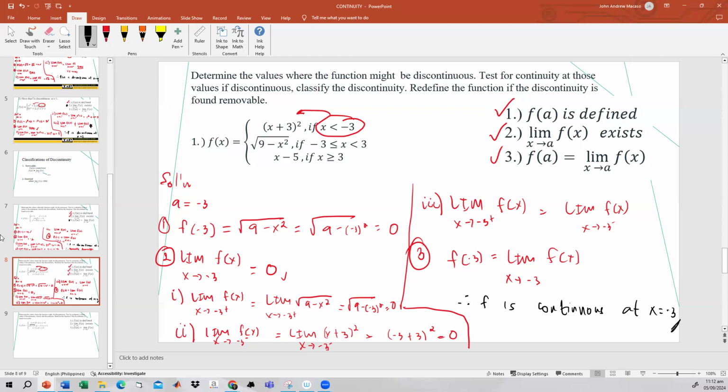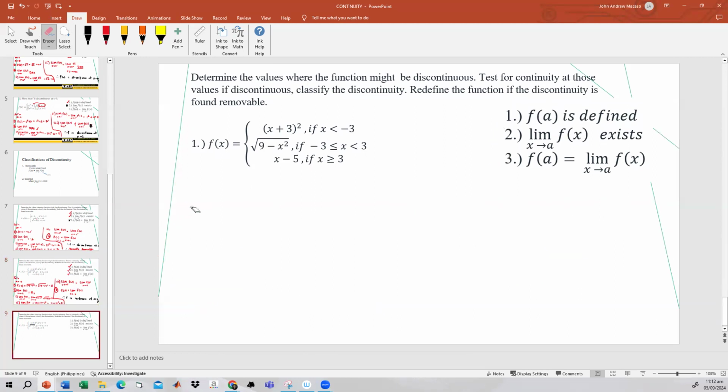Okay, what's next? We're not yet done, class, because as mentioned a while ago, we have two values of x: x is equal to -3 and x is equal to 3. So we need to check as well x is equal to 3. Same problem, so this will now become the solution. If x is equal to 3, you need to check the first condition, f of 3. So where does f of 3 fall?